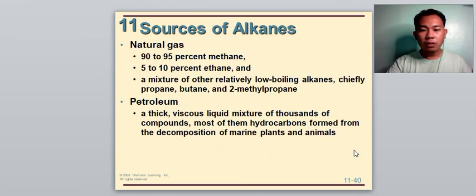So, what are the sources of alkanes? Of course, primarily it is natural gas, which is 90 to 95% methane and 5 to 10% ethane, and at the same time a mixture of other relatively low boiling alkanes, chiefly propane, butane in our butane stoves, and 2-methylpropane. Also petroleum. We all know that petroleum is a thick viscous liquid mixture of thousands of compounds, most of them hydrocarbons formed from the decomposition of marine plants and animals.